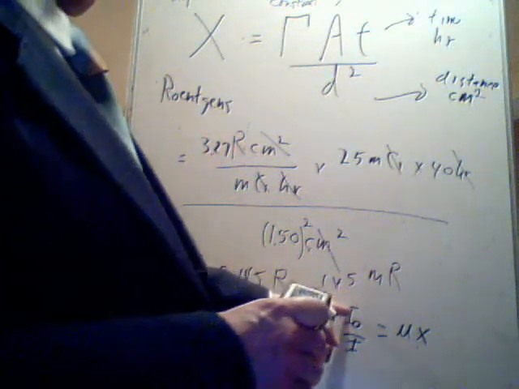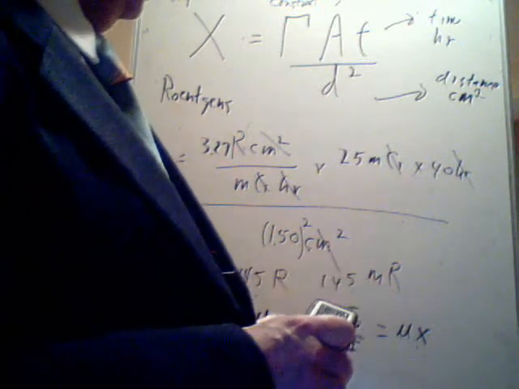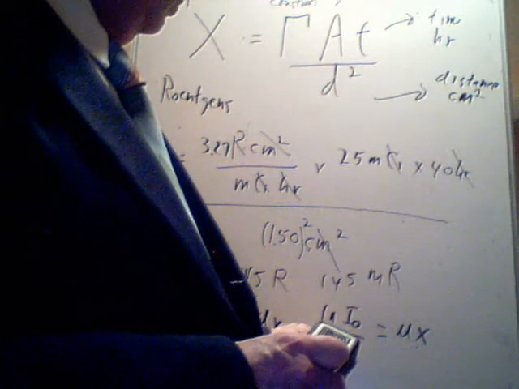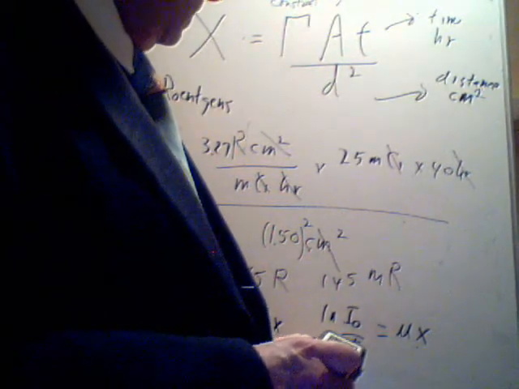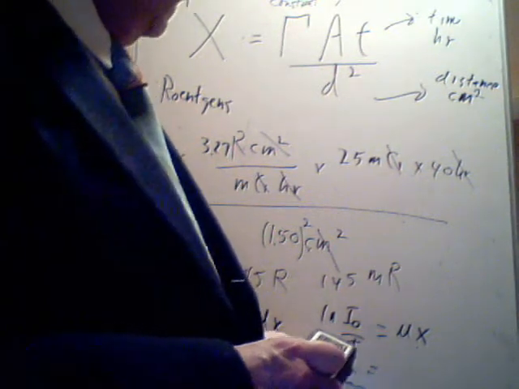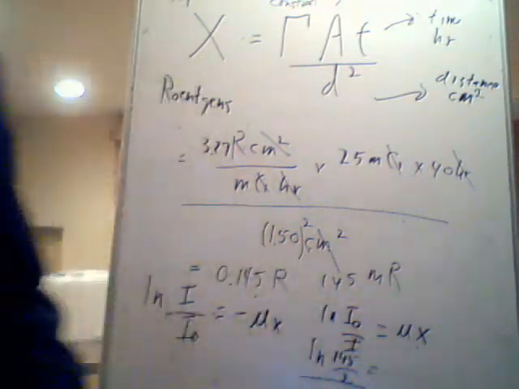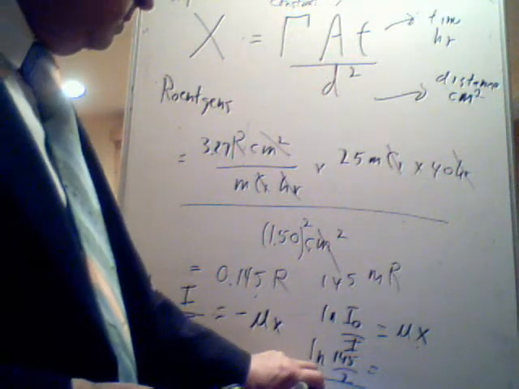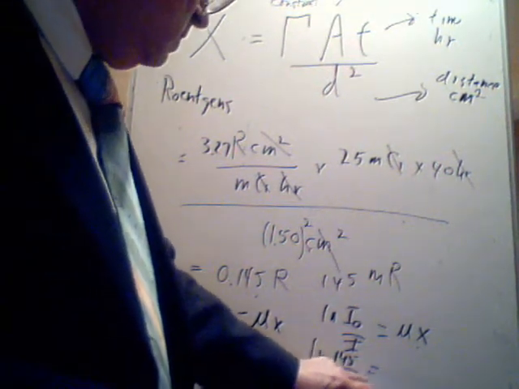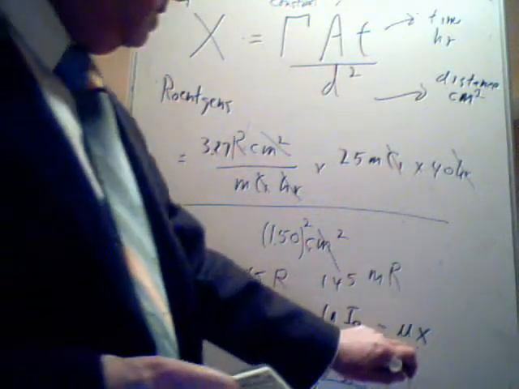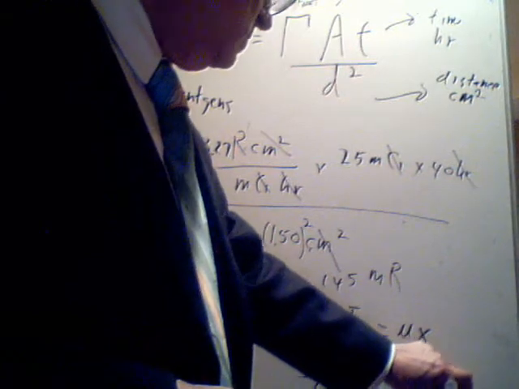So this was 145, that's what we calculated, 145 milliroentgens, and we want to bring this down to 2 milliroentgens. So we're going to go from 145 divided by 2 milliroentgens, and that's going to be equal to mu times x. The value for mu is 1.07 reciprocal centimeters, or 1.07 centimeter to the minus 1. And when we do the math here, we're going to get a value of x, which will be 4.0 centimeters.